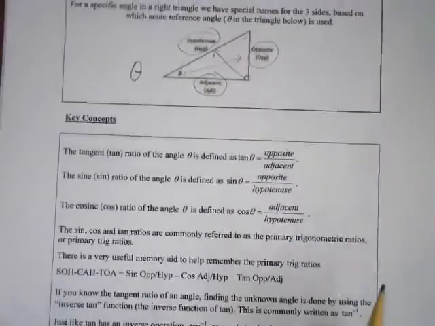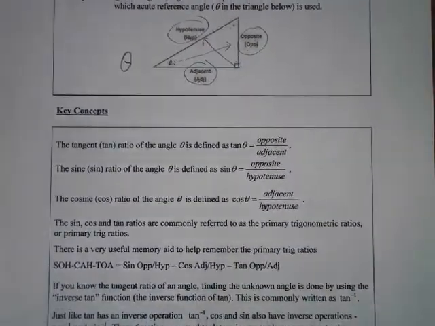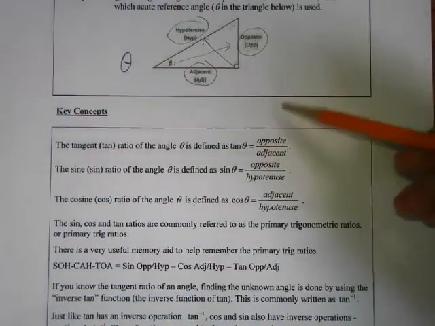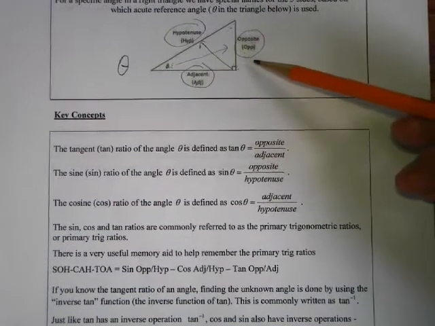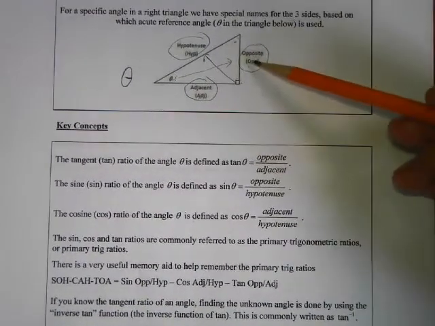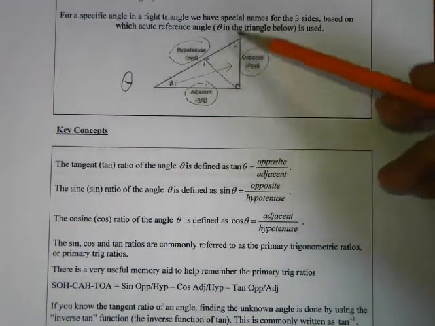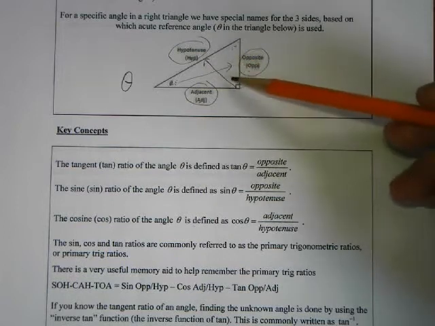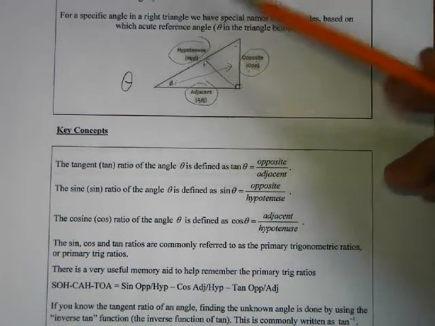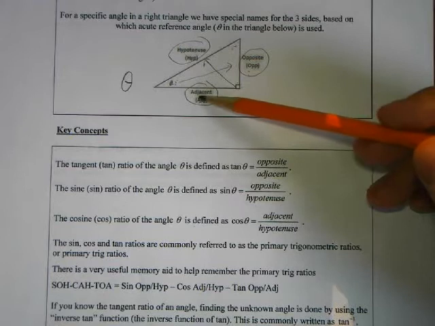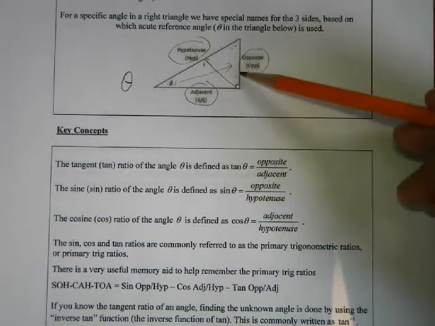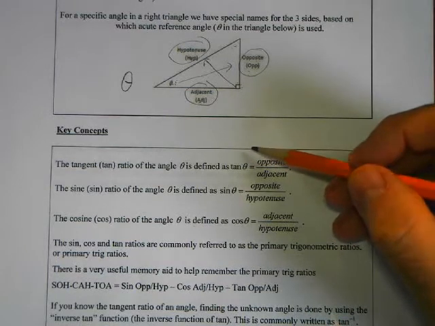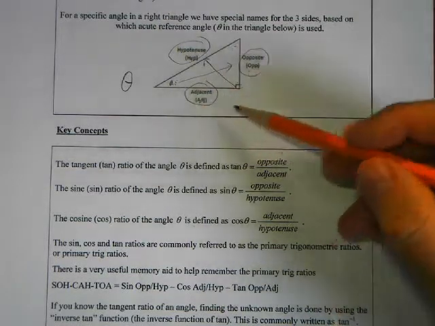Okay, so now that we've named the sides, we actually have three ratios. A ratio is just one number divided by another number. We've got three different sides, and I can take a pair of these sides and make a ratio. So I could use opposite over hypotenuse, adjacent over hypotenuse, or opposite over adjacent. In math we have a predefined name for these three ratios of the three sides.